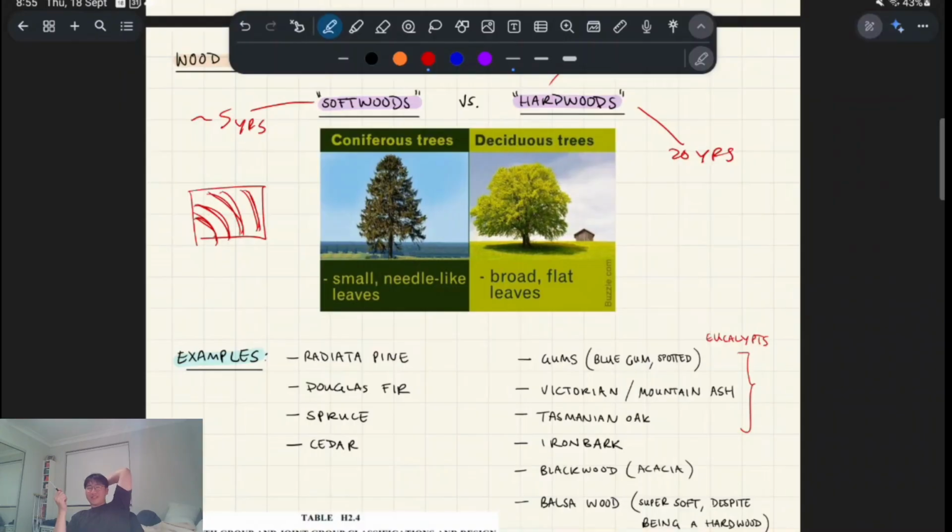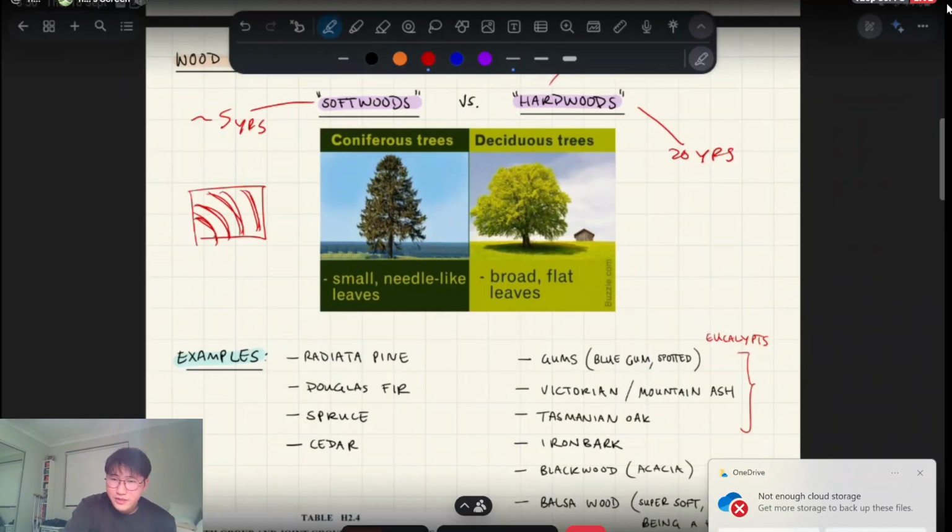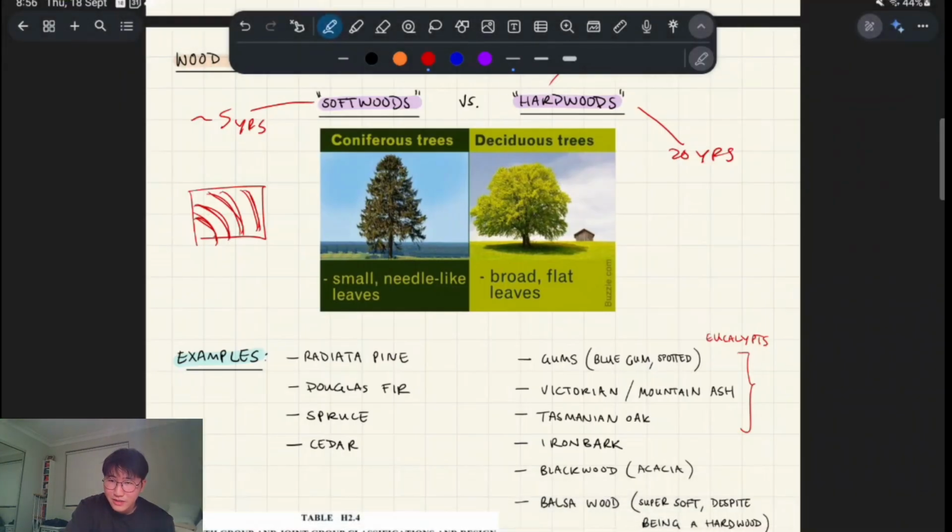These are all trade names. Same with Tasmanian oak. Yes, it's grown in Tasmania, and Vic ash is grown in Victoria, but they're not actually types of ash and oak like you would see in America. They're actually eucalypts if you look at their family biology. And obviously gum trees are eucalypts.